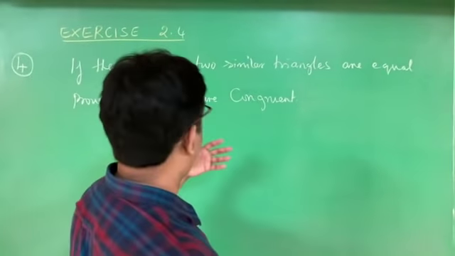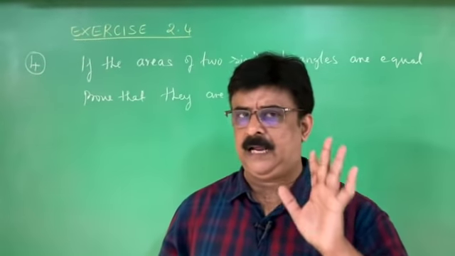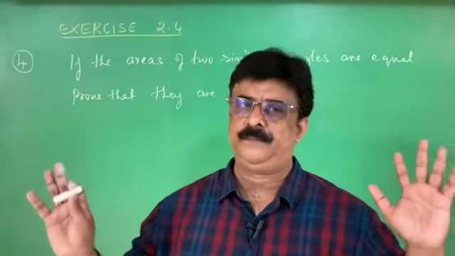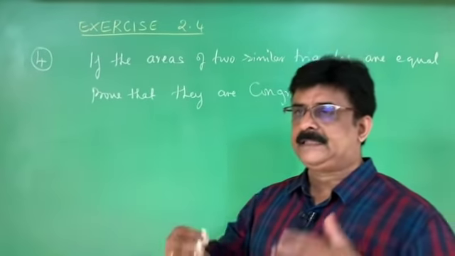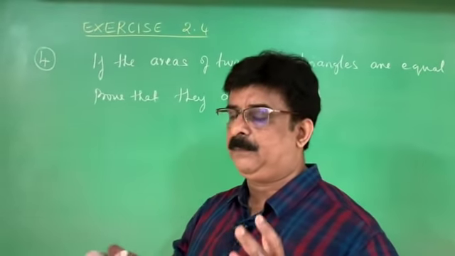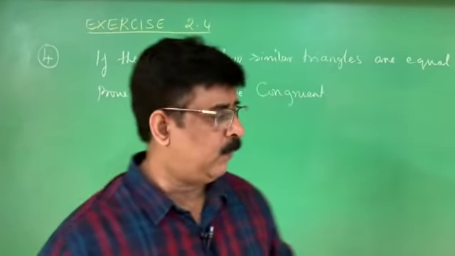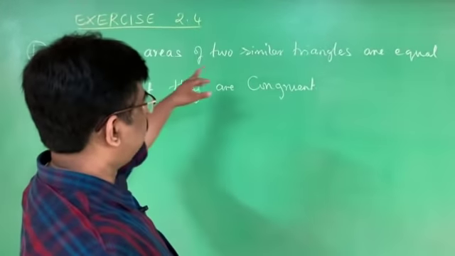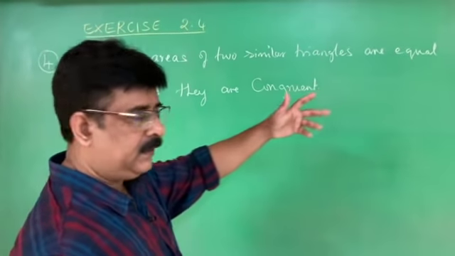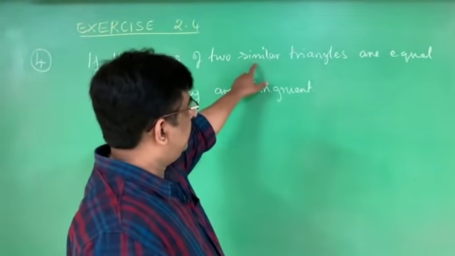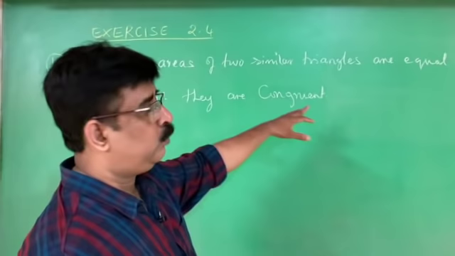Problem number 4 of this exercise. This is a rider. Fantastic problem, and this is a problem for an intelligent student. Any student who is able to understand the relationship between similar figures and a congruent figure can easily prove this. You have to prove it like a theorem. See, what he is telling is, if the areas of 2 similar triangles are equal, prove that they are congruent.